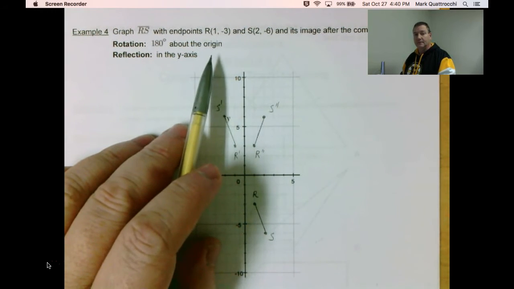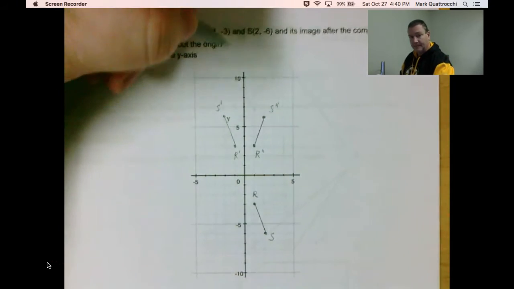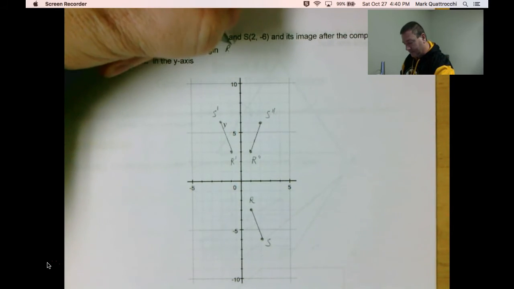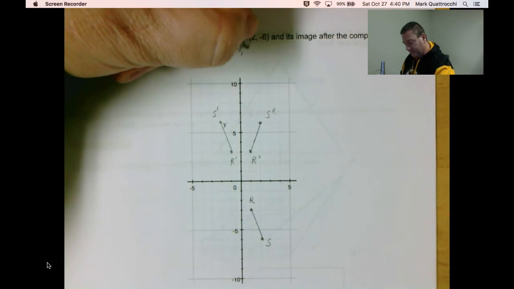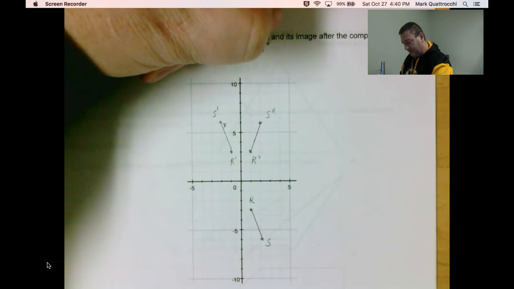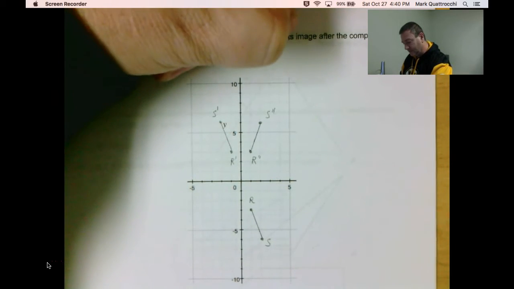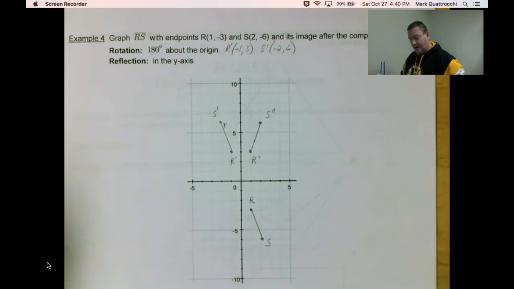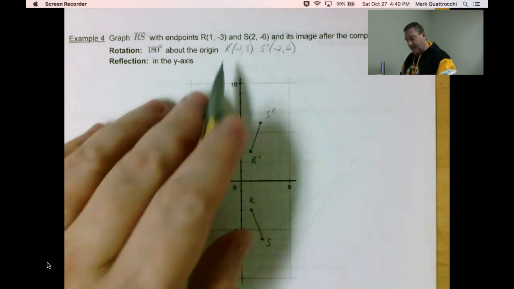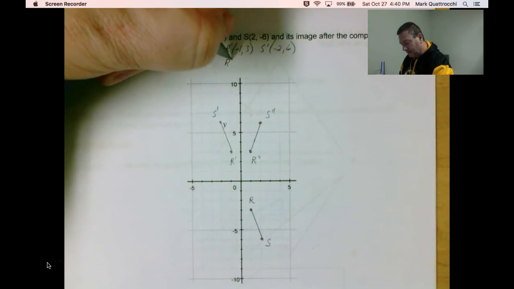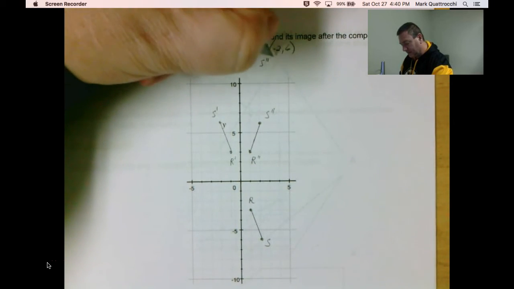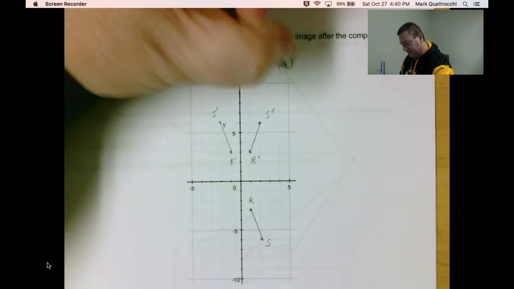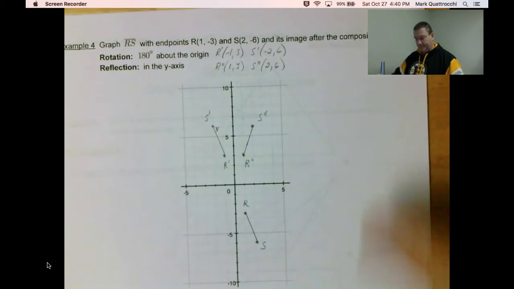So after the rotation, R prime was (-1, 3), and S prime was (-2, 6). And a reflection in the y-axis negates the x-coordinates. R double prime is (1, 3). S double prime is (2, 6), which is exactly what we plotted.